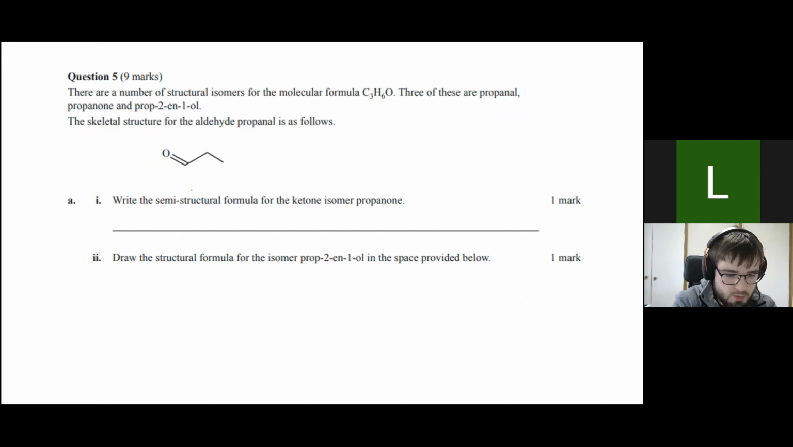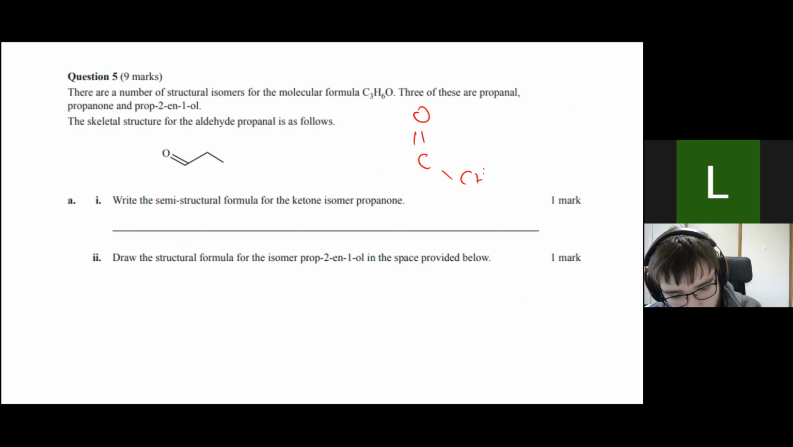All right, there are a number of structural isomers for the molecular formula. So we have a molecular formula. 3 of these are propanal, propanone, and prop-2-ene-1-ol. So we've got propanal here. Write the semi-structural formula for the ketone isomer propanone. Again, you see that a lot of these questions aren't really to do with isomers themselves. It's more just that isomers happen to be in there.